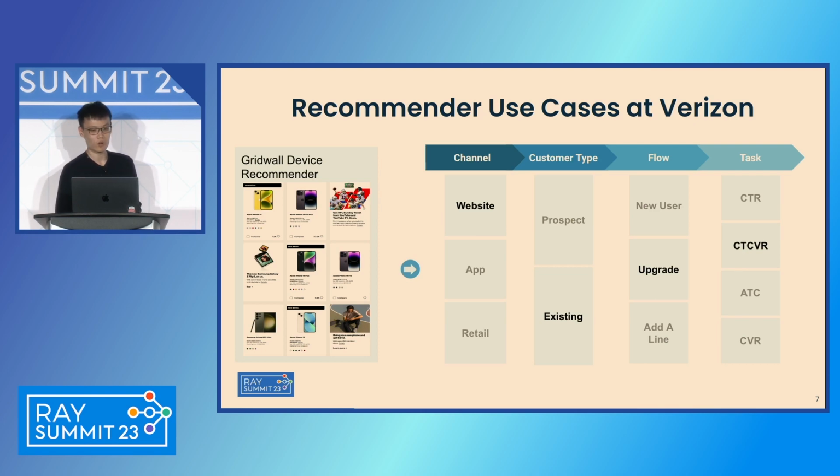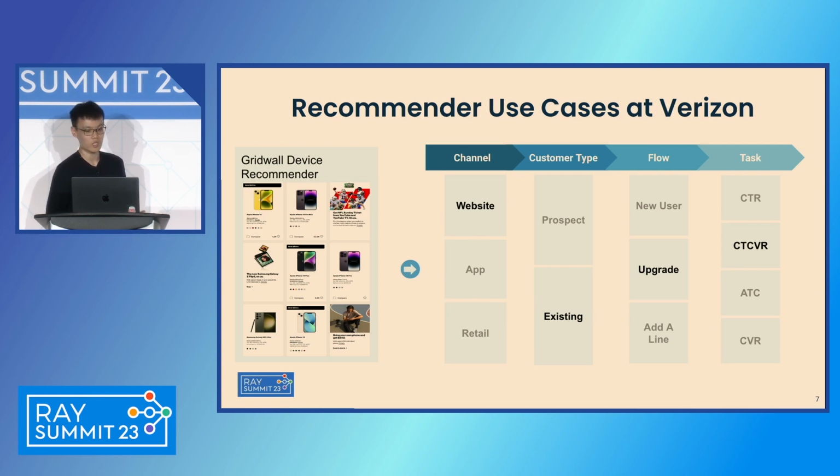So let's say we are looking at the website, so the channel can be a website here. For customer type, let's say we are targeting existing customers only. Flow-wise, we are looking at the upgrade flow, where a customer already has a device and is looking for an upgrade, let's say a new iPhone. And the task, in this use case, is the homepage, where we want to drive higher click-through and also conversion.